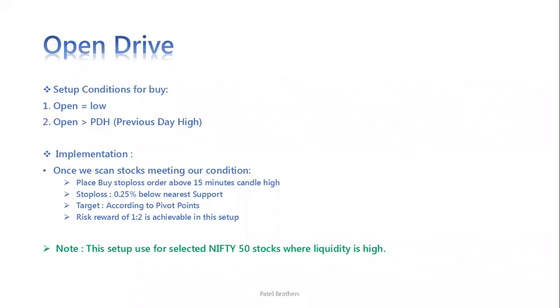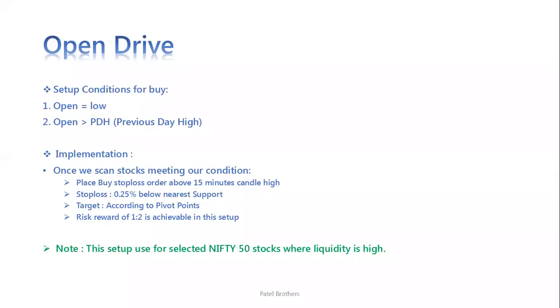So what is the meaning behind this setup? Say yesterday's range was like 1010 was the high, 990 was the low, and 1000 was the close. But today the stock is opening at 1020. So the stock is opening out of the previous day's range.